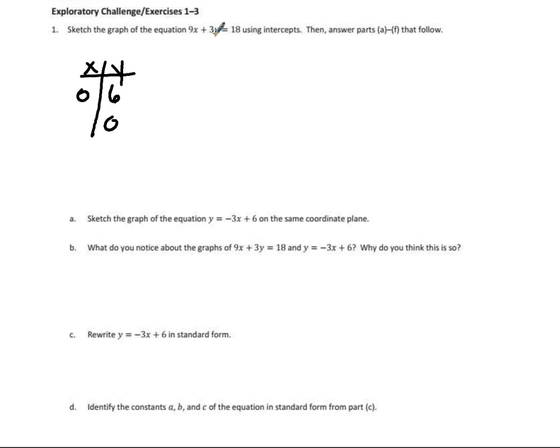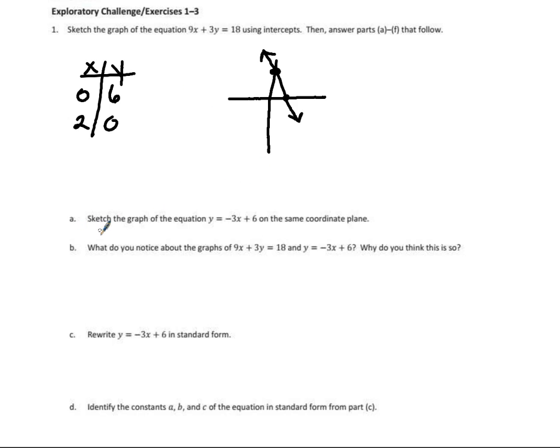So 3 times 0 is 0, so it's gone. So 9x is 18, so x is 2. And then you would graph that. When you go to graph it, you're graphing 0, 6, and 2, 0, and then you would draw your line. Now, you had graph paper to do that on. You needed to use the graph paper.